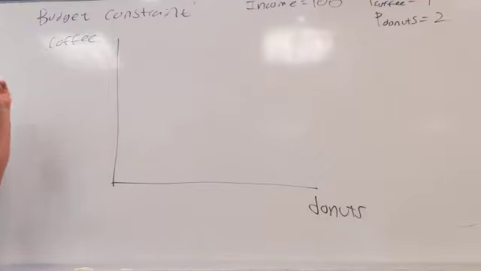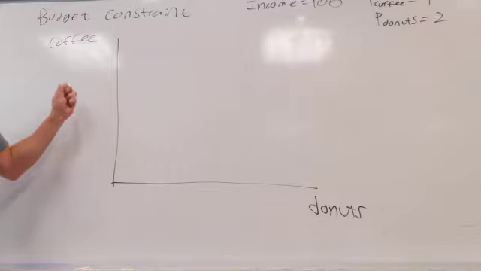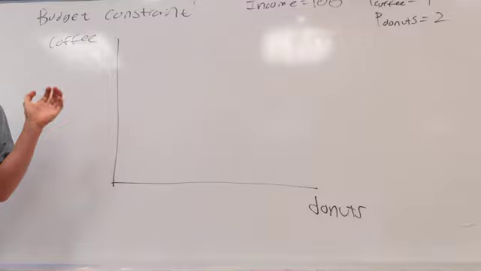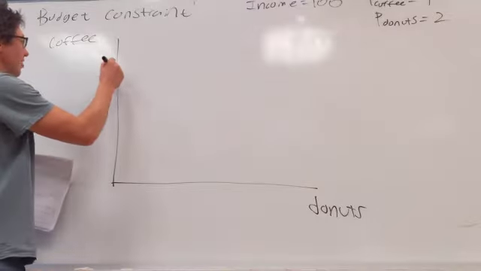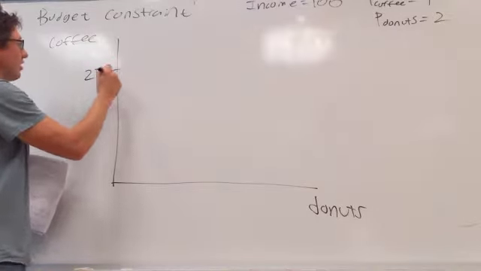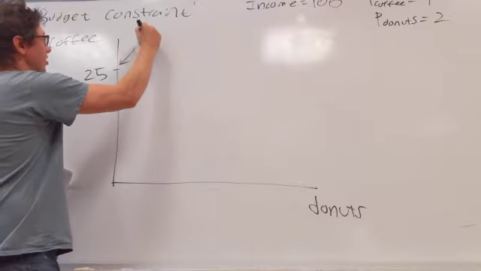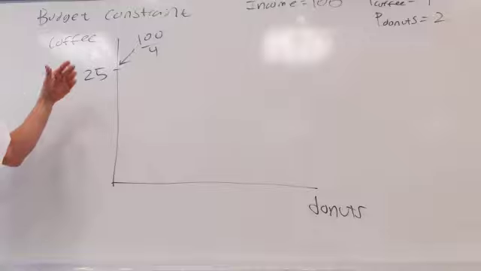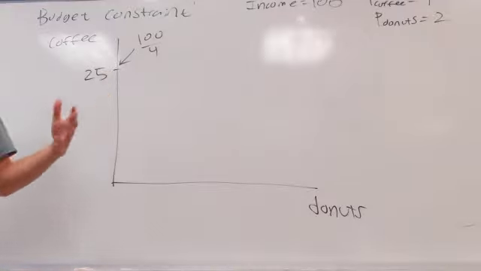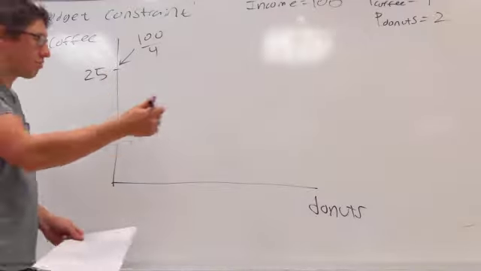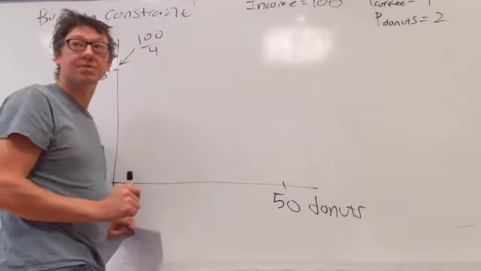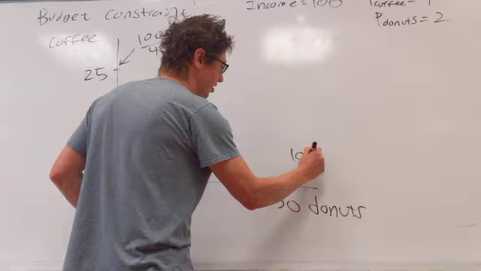So if the consumer spent all their money on coffee, how many coffees could they buy? 25, not a trick question. The way you got that was by saying 100 divided by 4. They have $100 to spend. Coffees are $4 each. They could buy 25 of them. Conversely, if they bought all donuts, they could buy 50 donuts. And the way we got that is 100 divided by 2.